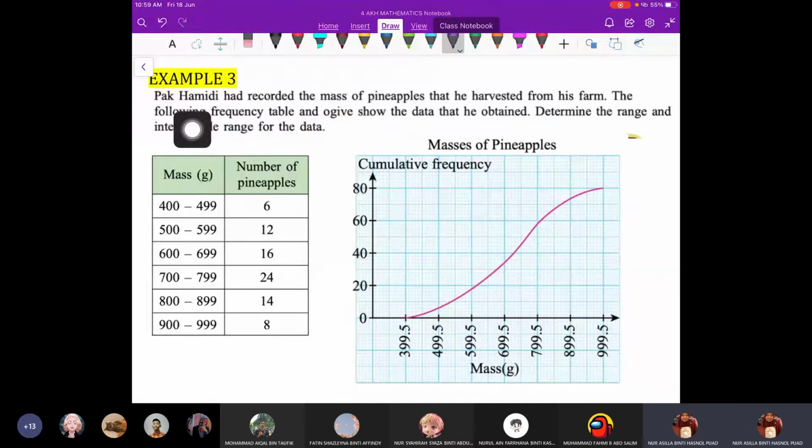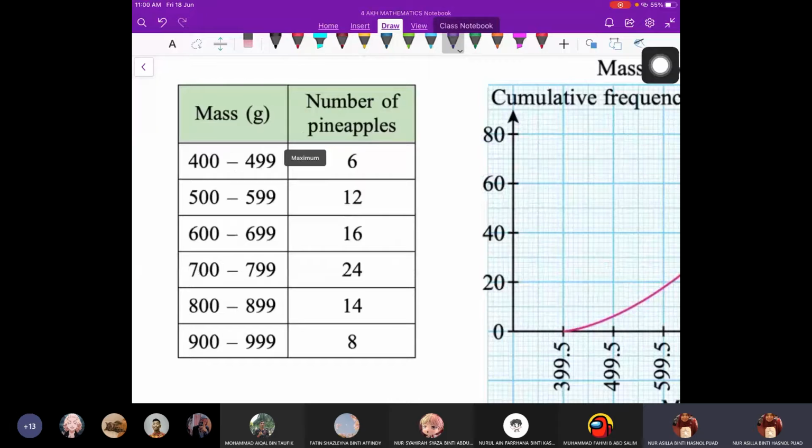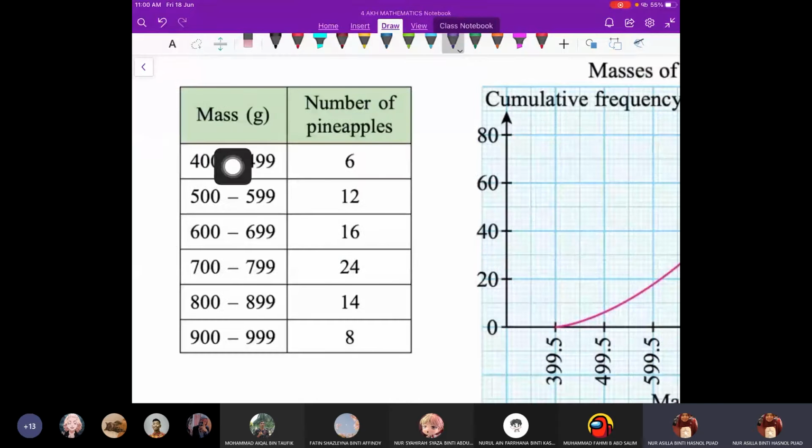Okay, example 3. Pak Hamidi had recorded the mass of pineapples that he harvested from his farm. The following frequency table, which is on the left, and ogive on the right, show the data that he obtained. Jadi ini adalah berat pineapple and then bilangan pineapple yang dapat. So determine the range and interquartile range for the data. Okay, let's look at range first. So range, kita kena berdasarkan class interval. So paling minimum 400, paling maksimum 999.